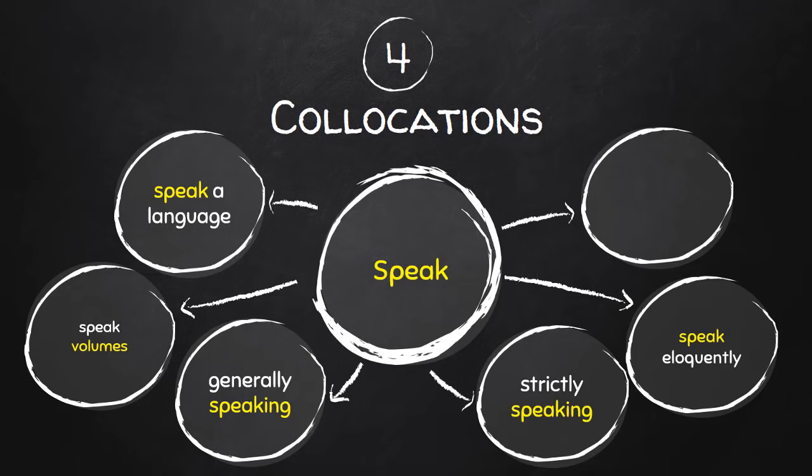To speak eloquently. Speak eloquently. Eloquently is a beautiful word. Eloquently means you can speak in a very educated, nice way. You use good words, good collocations, quite advanced. All right? And to speak openly.